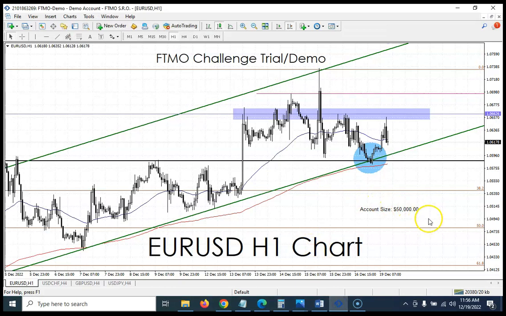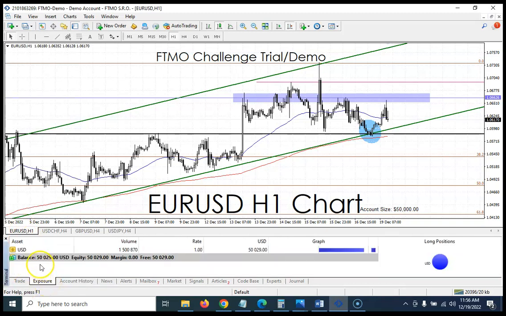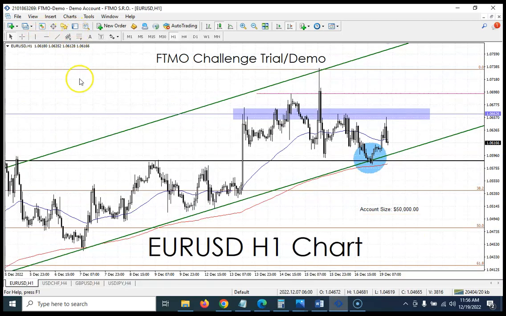All right, so guys, this is the FTMO demo account on MetaTrader 4. I opened this account yesterday. If you look at it, you'll see that the account size is $50,000. When I opened the account, immediately I did my trade setup the usual way we do it, guys. The usual way I teach you guys.